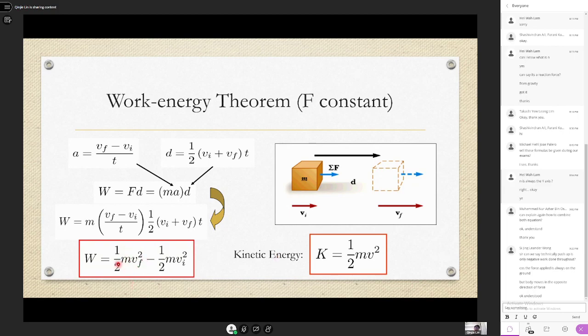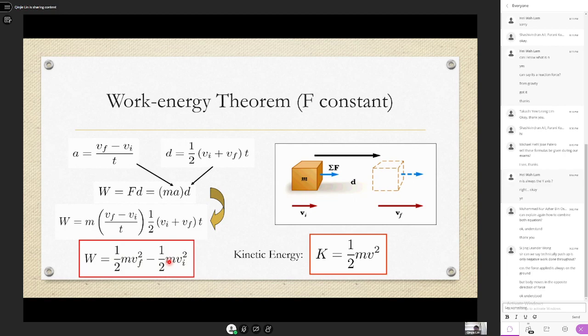In this case, you can see half mv squared means the energy when the object is here minus the energy when the object is here initially. The difference in energy must be the work you put into the system. This is also conservation of energy, because energy cannot be created or destroyed. The work that you put in must go into converting the energy.